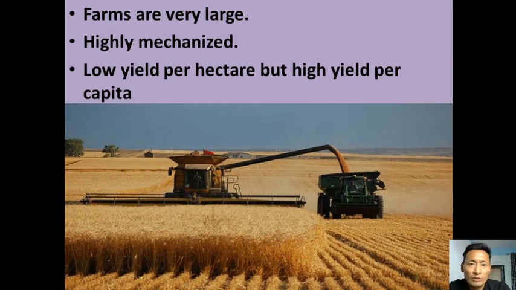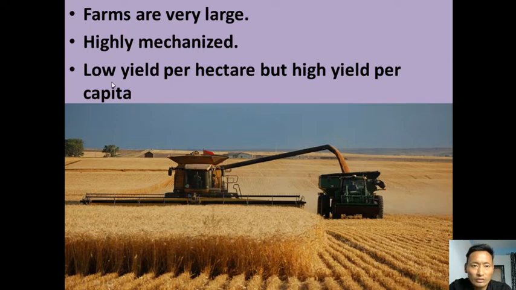So here farms are very large. We already discussed extensive commercial grain cultivation. Here the size of the farming land is very large. If you look at the image, the size of the agricultural land is very large. And mostly this type of agriculture is highly mechanized, means they are using many machines in order to do the agricultural operations.